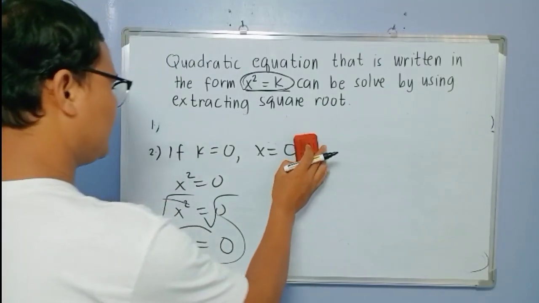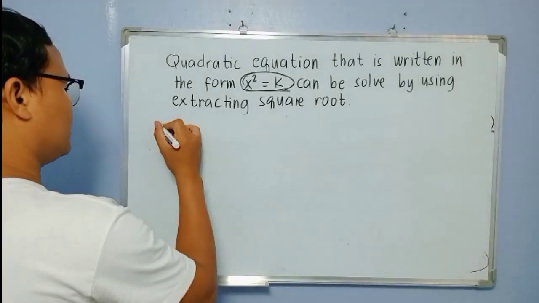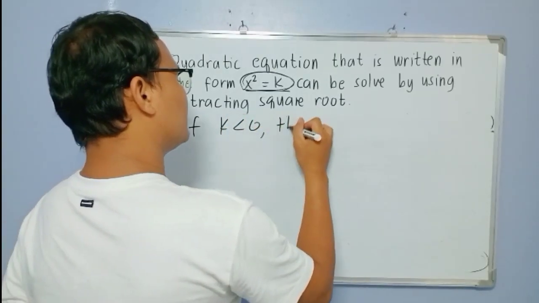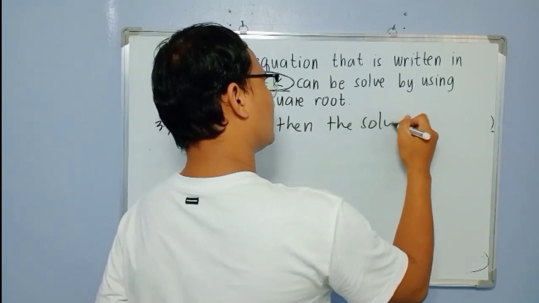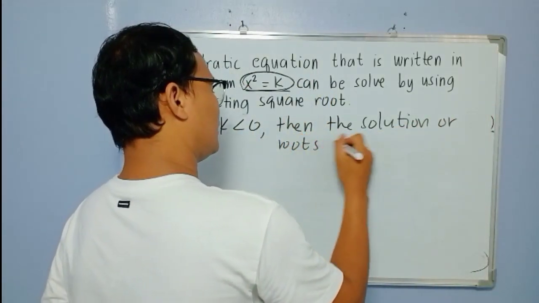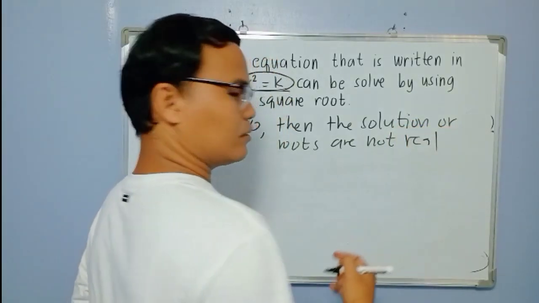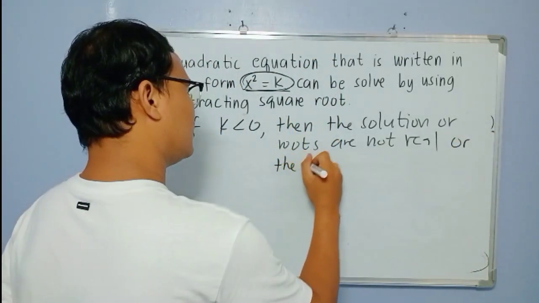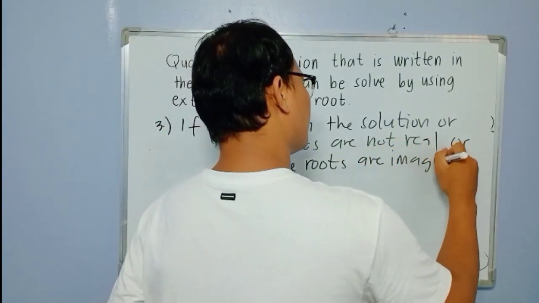The third condition that we have, if k is less than 0, then the solutions or roots are not real. Not real roots, or the roots are imaginary.